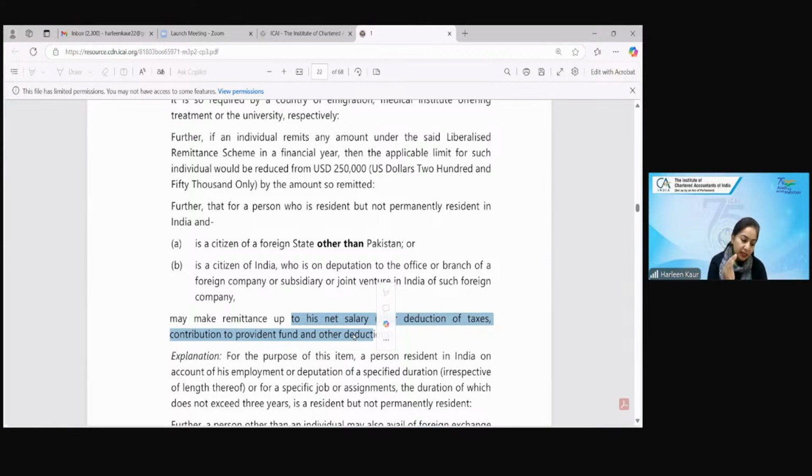So if any person in India, he is a foreign citizen, he is doing a job in India, then can he send his net salary outside India, abroad? Can he send? Yes, ma'am, after deducting the taxes, after deducting the provident fund and other deductions, he can send his net salary abroad. No approval is required. Nobody's approval is required in this case. Even if it is 3 lakh USD, then also he can send it without asking for any approval. All right, because it is his earned money. Then he can send this.